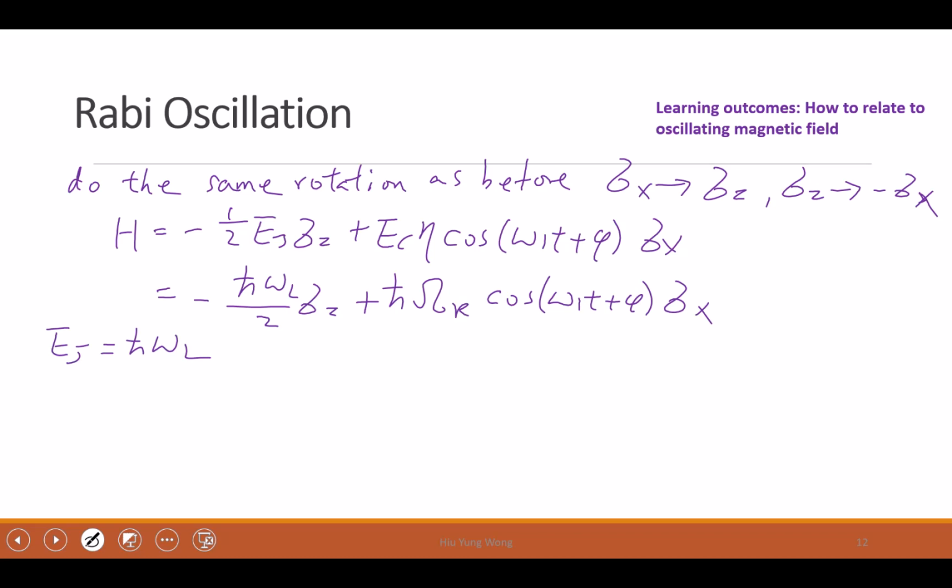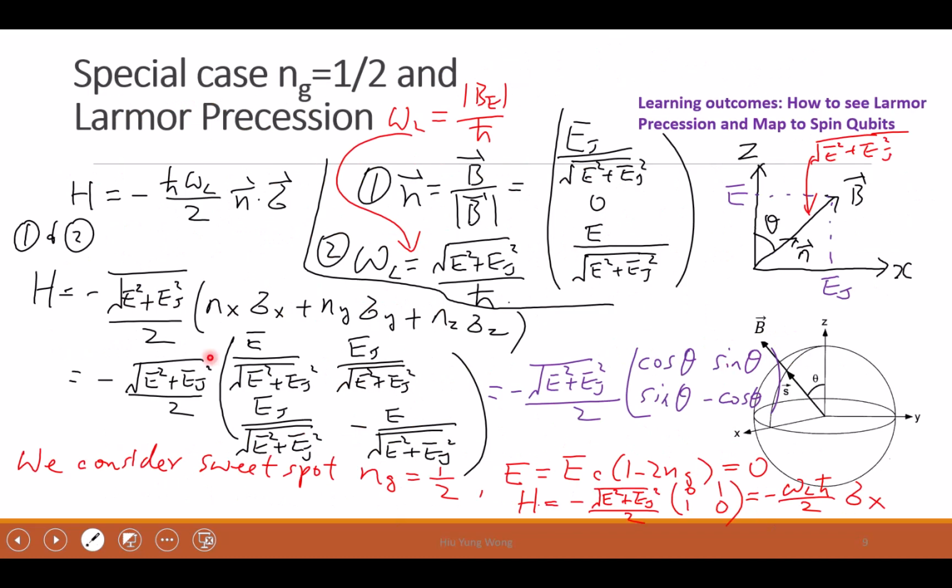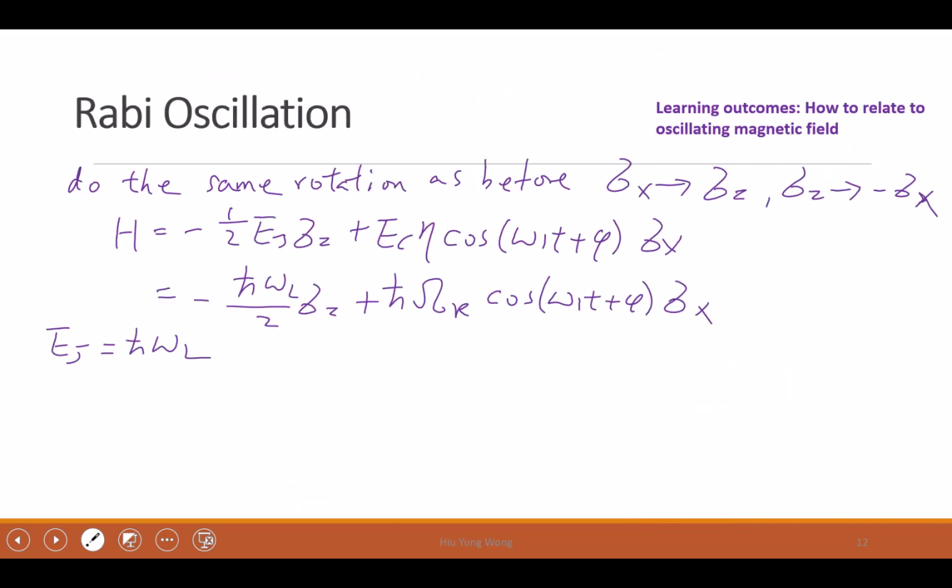Why? Because we are working on a sweet spot. Omega L equals the square root of E squared plus EJ squared. So now E equals 0, so of course this equals EJ, right? As NG0 equals half, E equals 0, right? So it becomes a perturbation for that one. So the EJ is just H bar omega L.